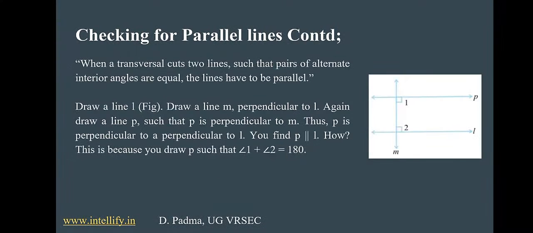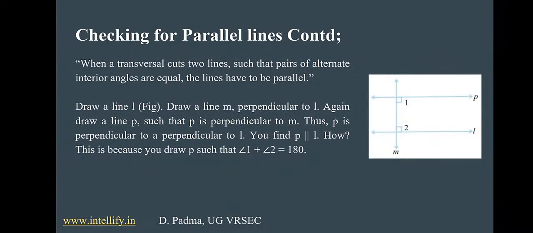And when a transversal cuts two lines such that pairs of alternate interior angles are equal, the lines have to be parallel. It means in this diagram, there are two lines in the same plane and one transversal is cutting those two lines such that pairs of alternate interior angles are equal. Then the lines have to be parallel.